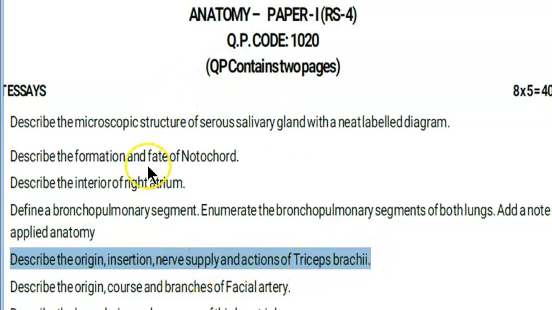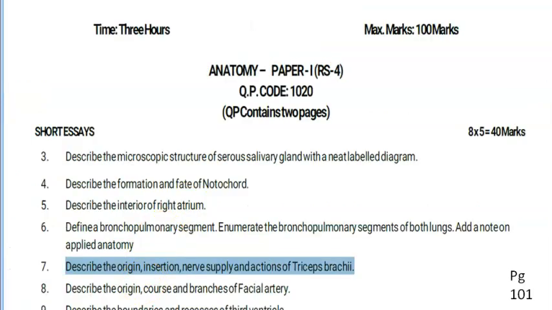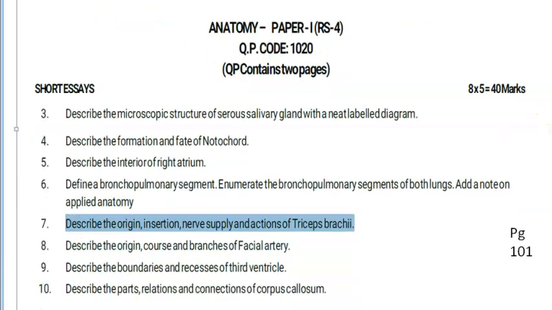So what will they ask about a muscle? About a muscle, they'll ask origin, insertion, action, nerve supply only. Okay. And they're asking for 5 marks. So let's dive into triceps brachii now.